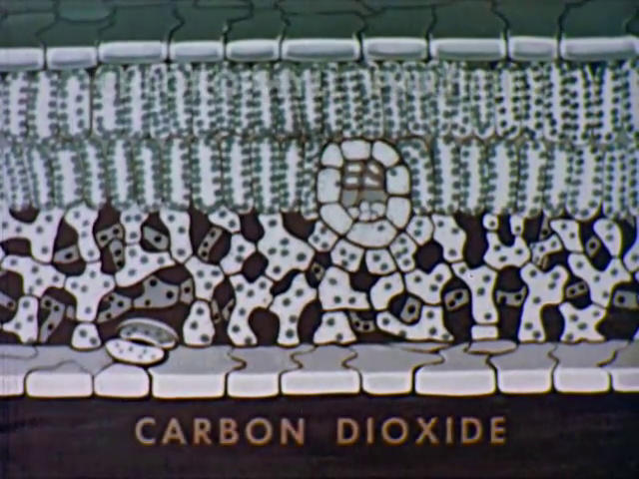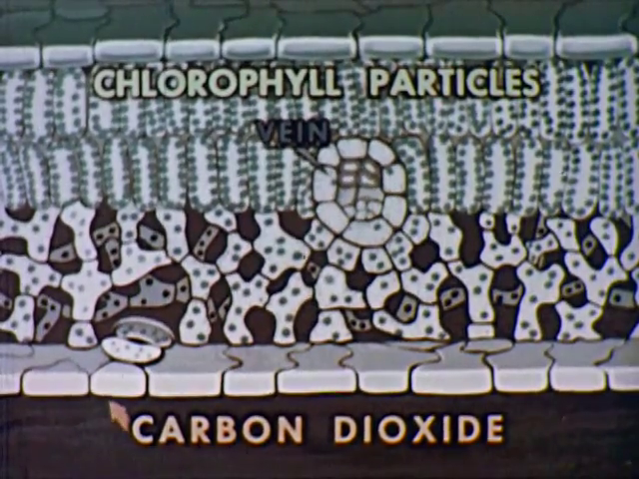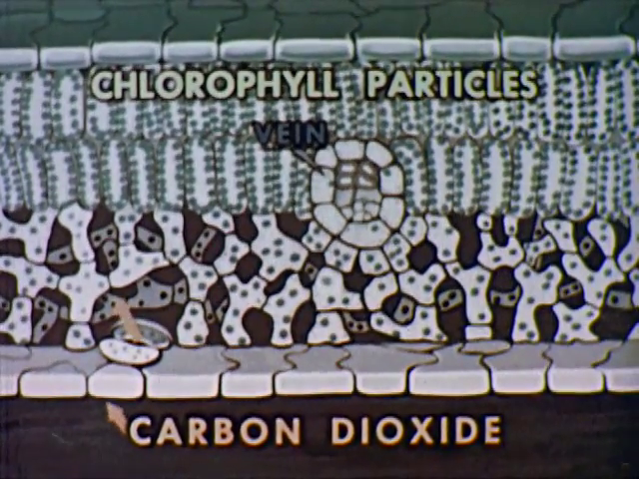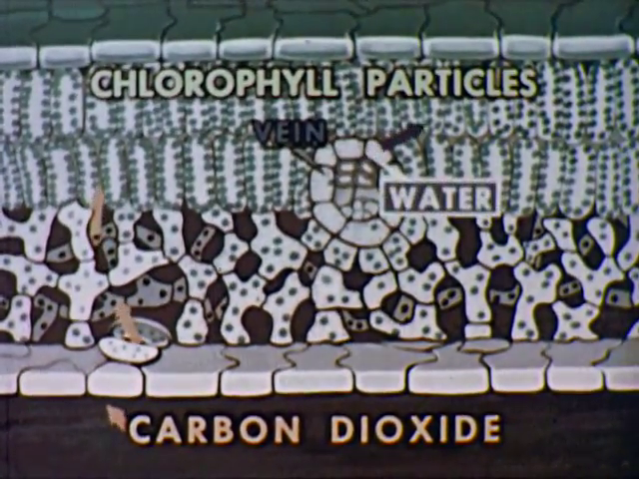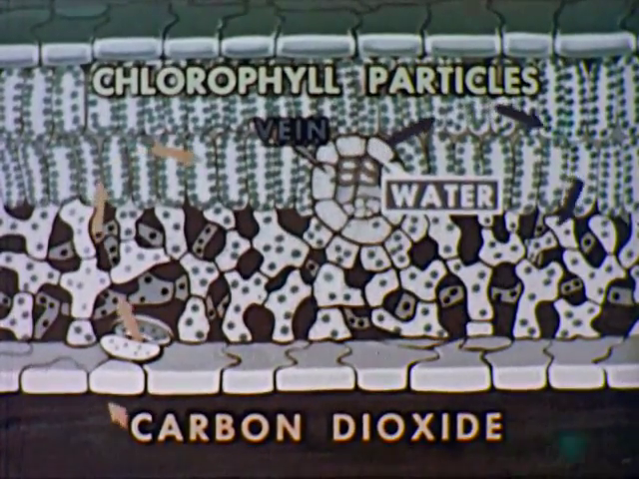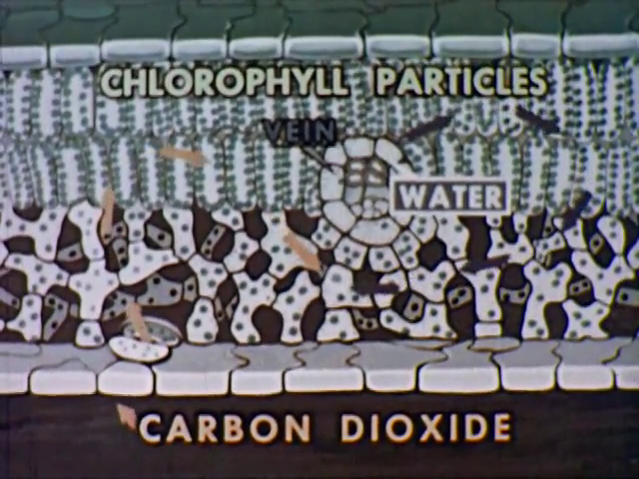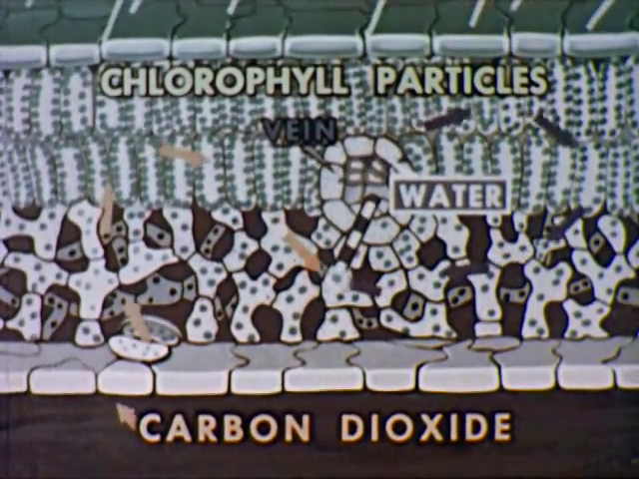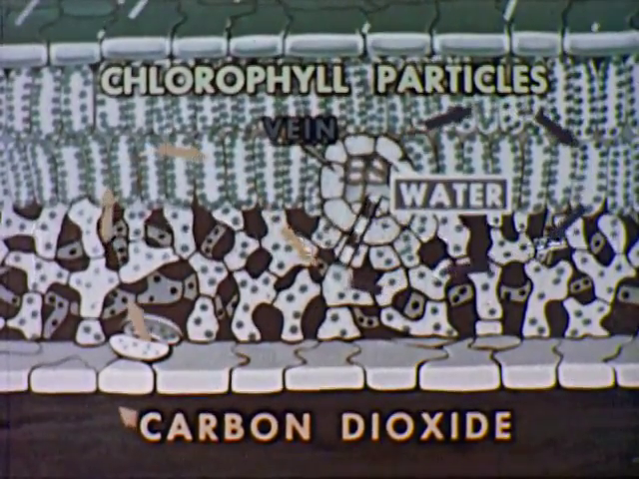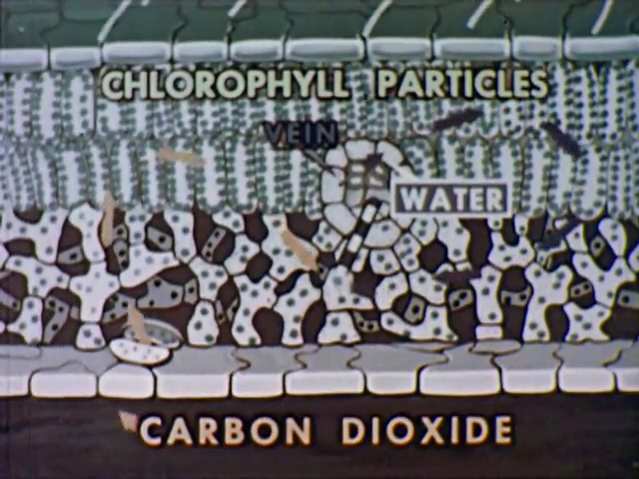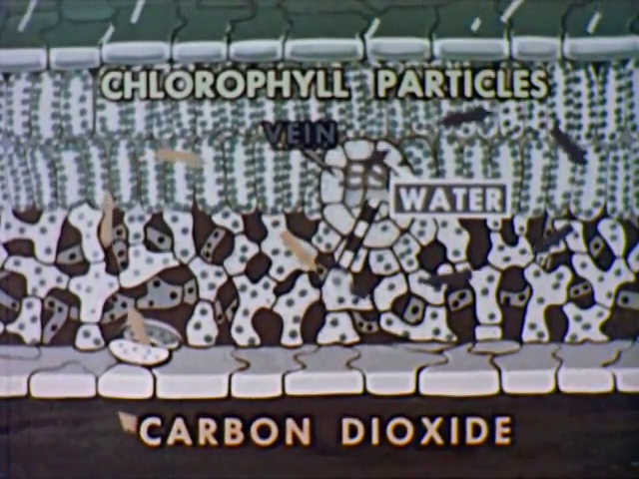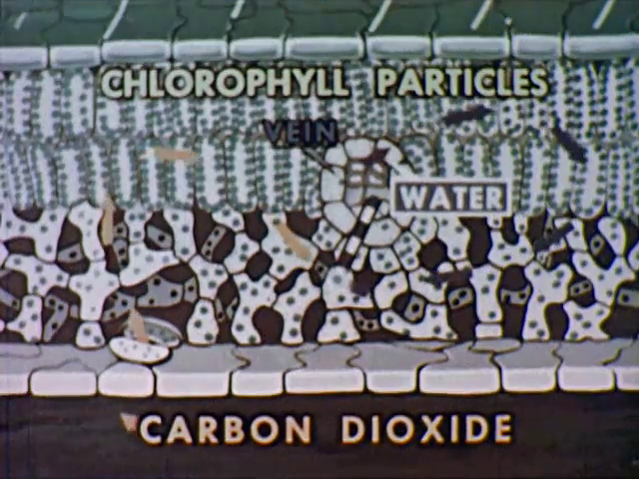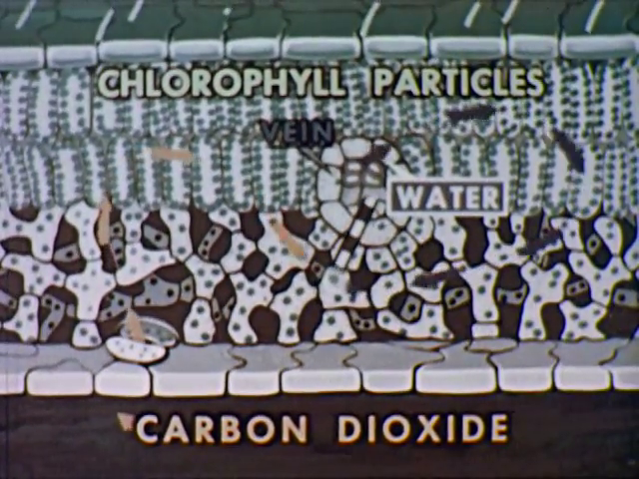Let's look at the cut edge of a leaf as it appears through a microscope. Carbon dioxide from the air enters through tiny holes in the leaf. Water comes up from the roots. Inside the leaf, carbon dioxide and water unite to form sugar, but only if chlorophyll and light are present. The newly formed sugar goes back into the other parts of the plant. There it is used for growth, or it may be stored.